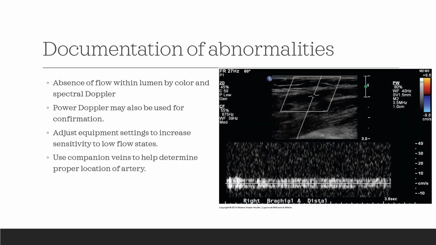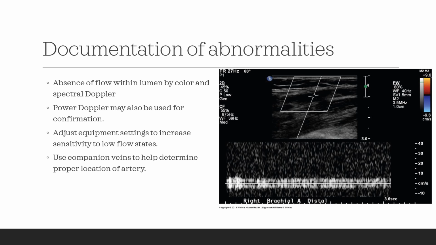When we look at documentation of abnormalities, it's really important that, first of all, if we find a stenosis, we're documenting it proximal with the highest peak systolic velocity, and distal at the turbulent area, and then distal once the flow has resumed. We want to make sure that we're documenting it in all of those areas.